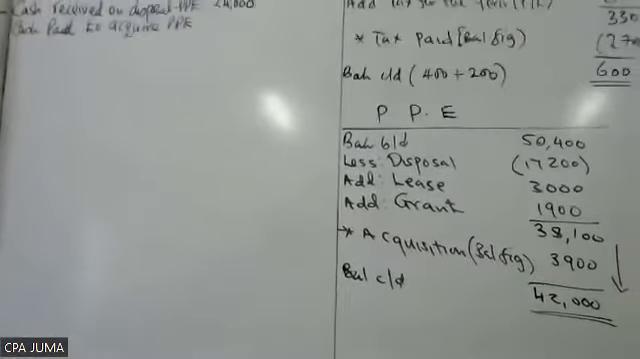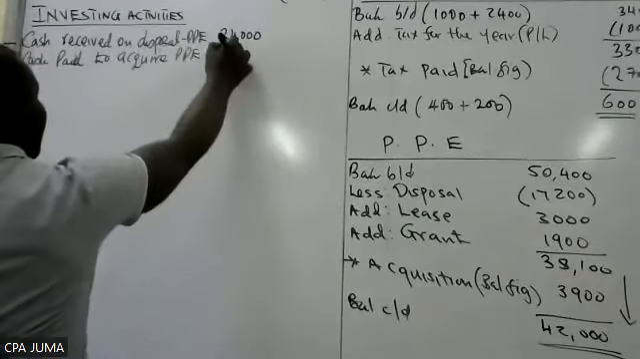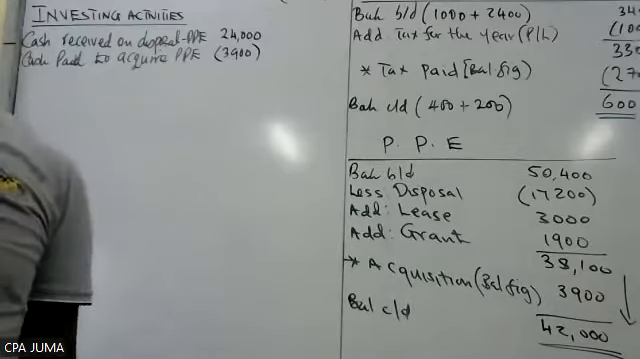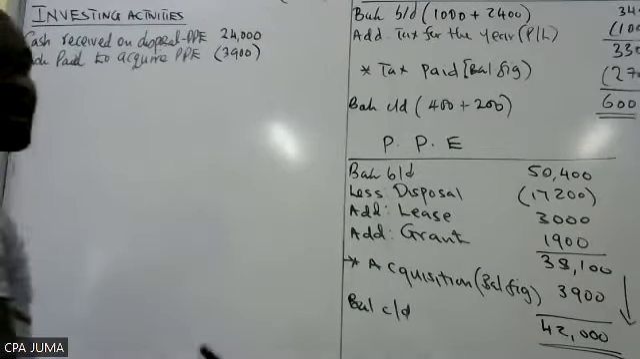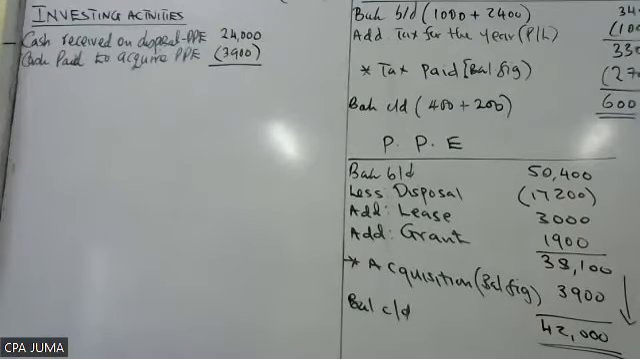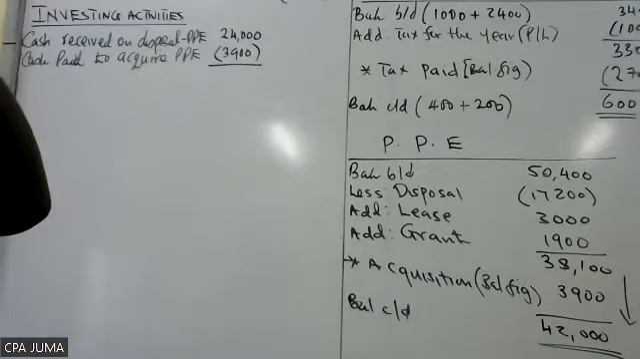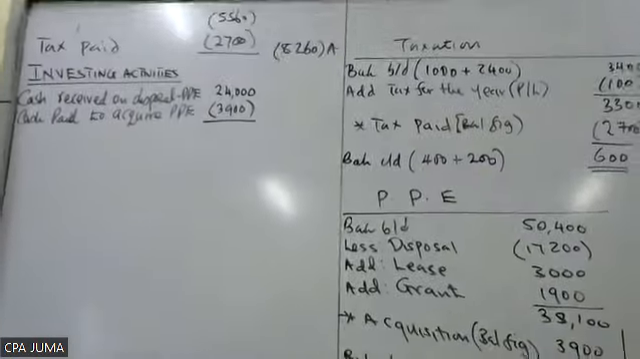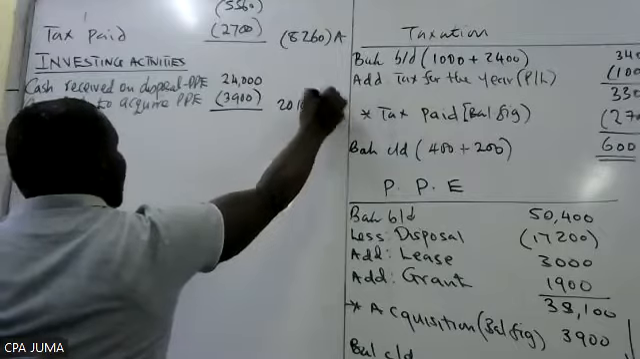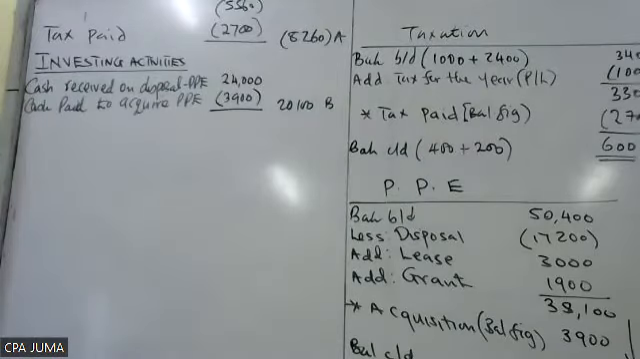So 3900 negative. Is there anything other than current assets? No. So investing is all about non-current assets. So give me 24 minus 39. 20, 100. Bring it here. Call it B. Then we go to financing.